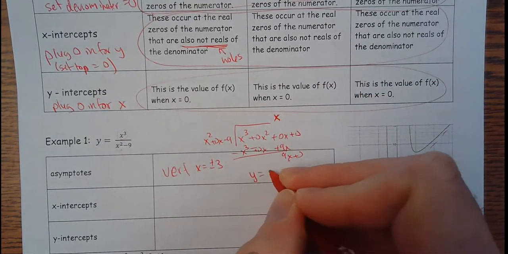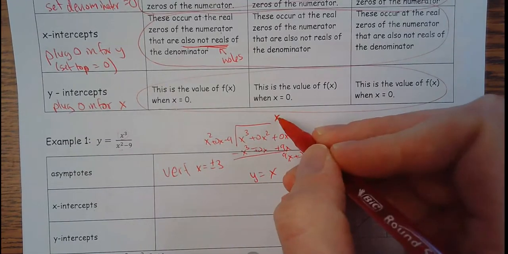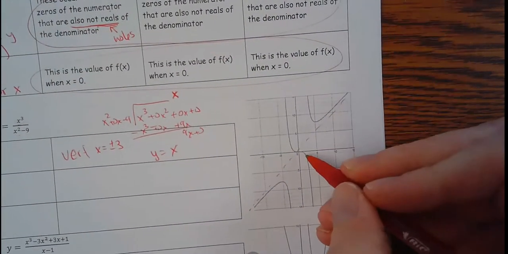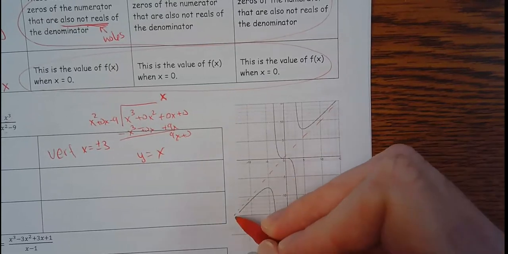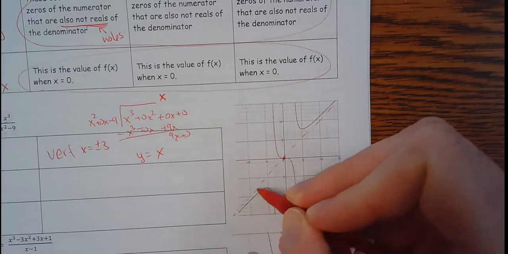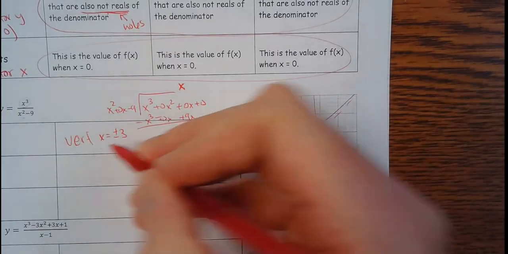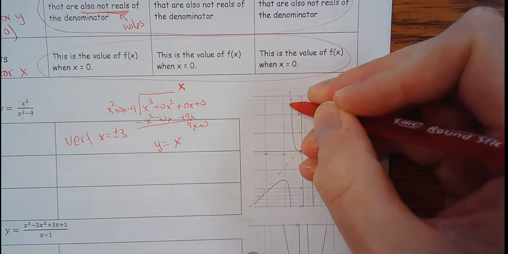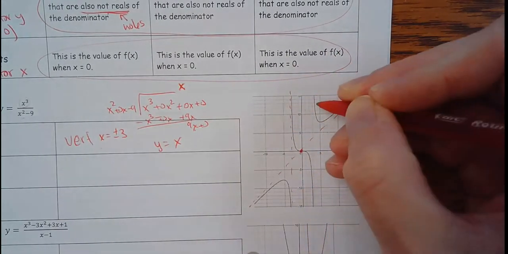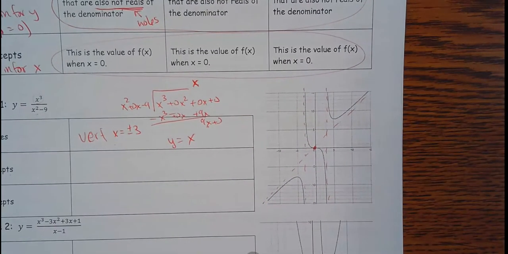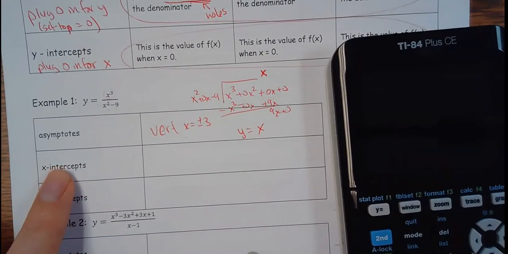Okay, so all I'm looking at is my function for my end behavior. So y equals x. This is my end behavior asymptote. Look at that line. It crosses at 0, has a slope of 1. Y equals x. Okay. Vertical at negative 3, this guy right here. At positive 3, that's this guy right here. So there's those guys.